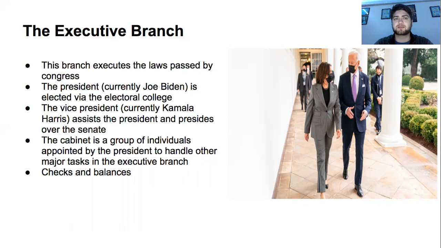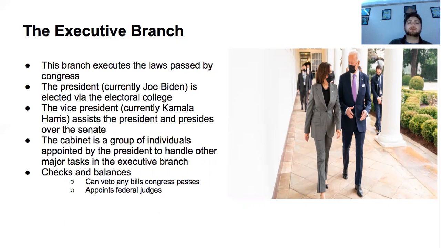How is checks and balances applied for the executive branch? Number one, the president can veto any bill that Congress passes. So if Congress passes a law and the president disagrees with it, he has the ability to veto it and decide that that law is not going to pass. And again, remember that Congress can then override that veto with a 2/3 majority vote.